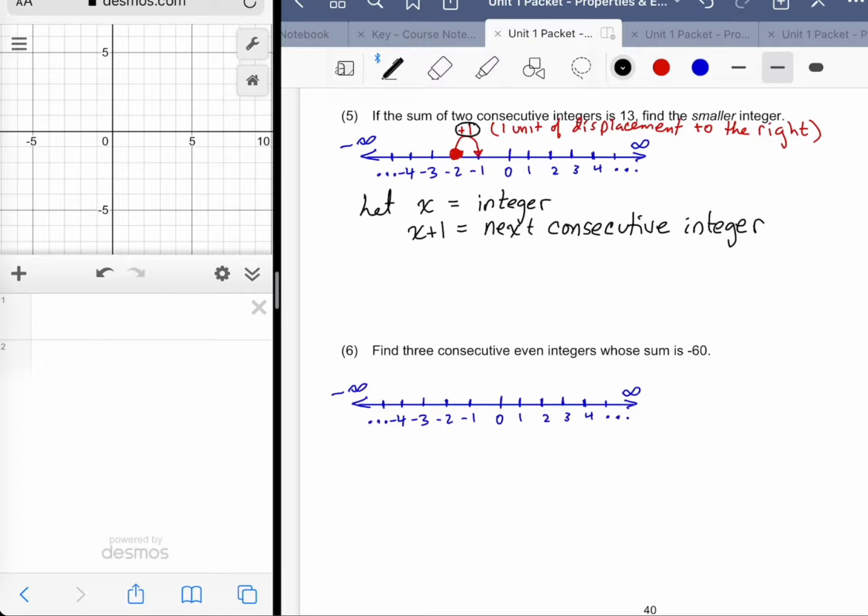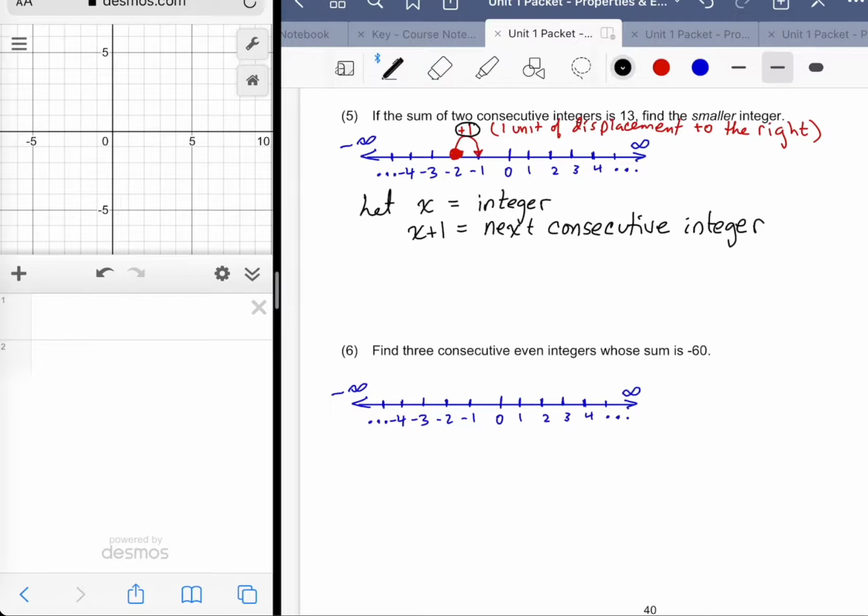You could say the second consecutive integer. You could say the last, there's only 2 of them in this case, the last consecutive integer. As long as you get the idea that this is a different consecutive integer than the one that you already stated, then you're fine. So we have our let statements accounted for.